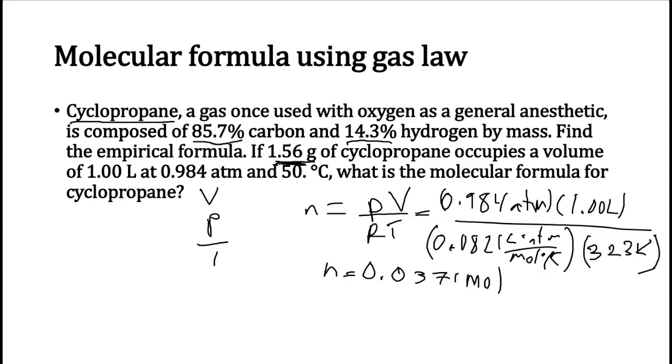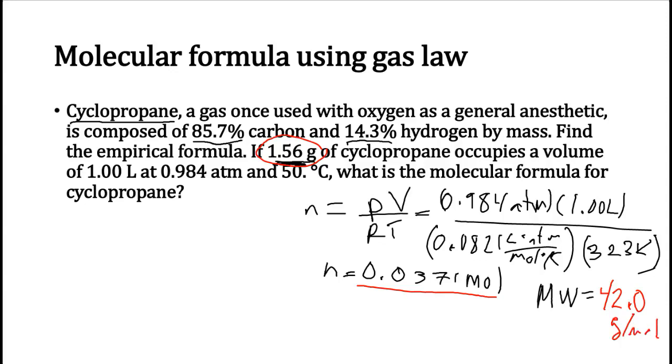Okay, so from here, we could find the molecular weight of our compound by taking our grams, 1.56 grams, divided by the moles. What we end up getting is a molecular weight of 42 grams per mole. Okay, so we're halfway there.